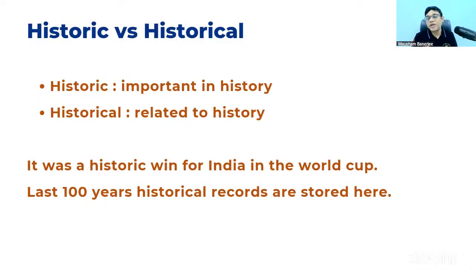Okay. So this is the major difference between historic versus historical. Historic is an event. It's an important event in history. Historical is something related to history. This is the major difference. All right. So you can make sentences with each of these words, historic versus historical.